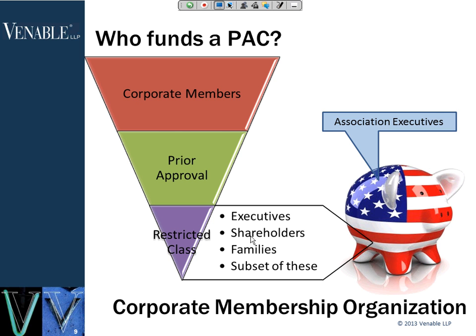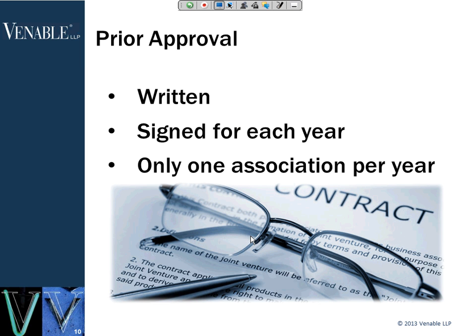And the prior approval has to be written and signed for each year. The FEC says that you actually have to have a line for each particular year where the corporate representative signs the form. And a company can only give approval to one association per year. So it's not as if a company can be a member of multiple associations and give prior approval to multiple associations.